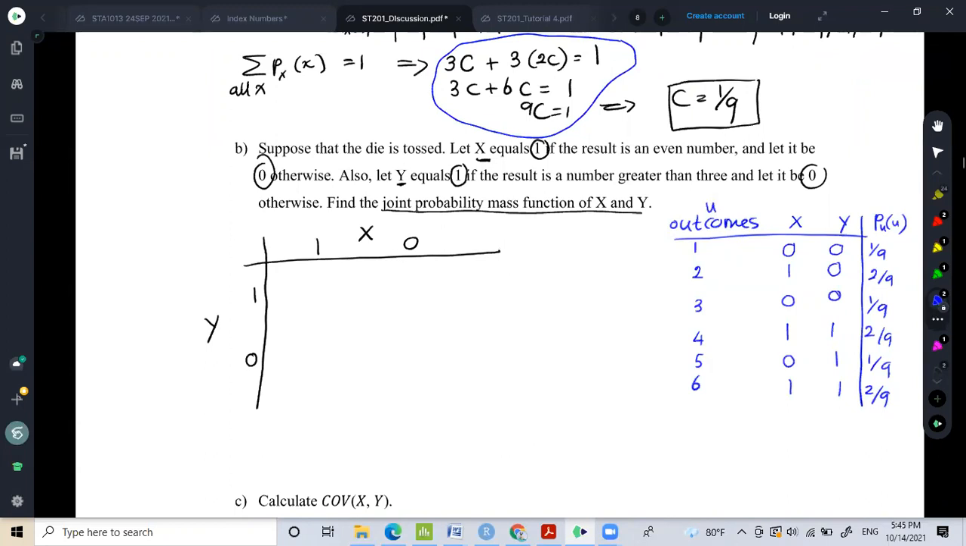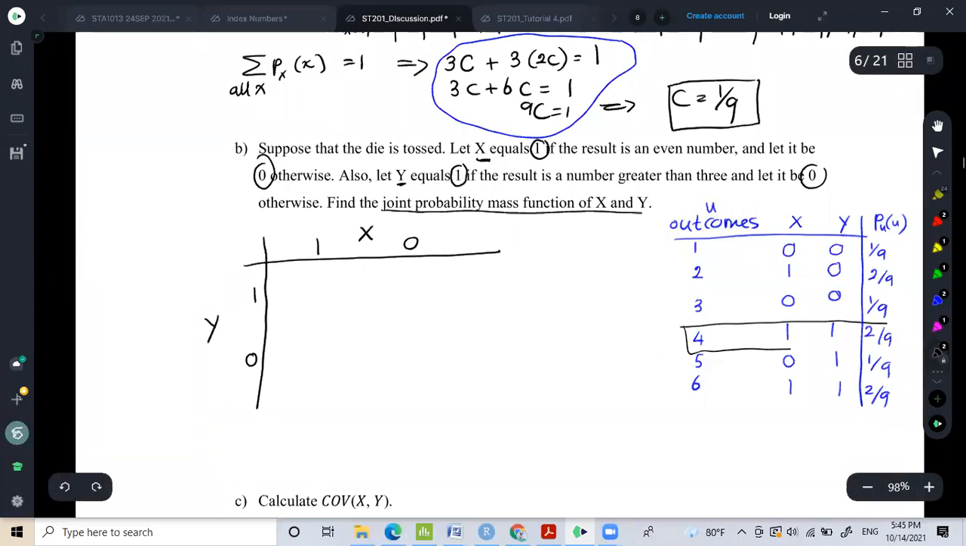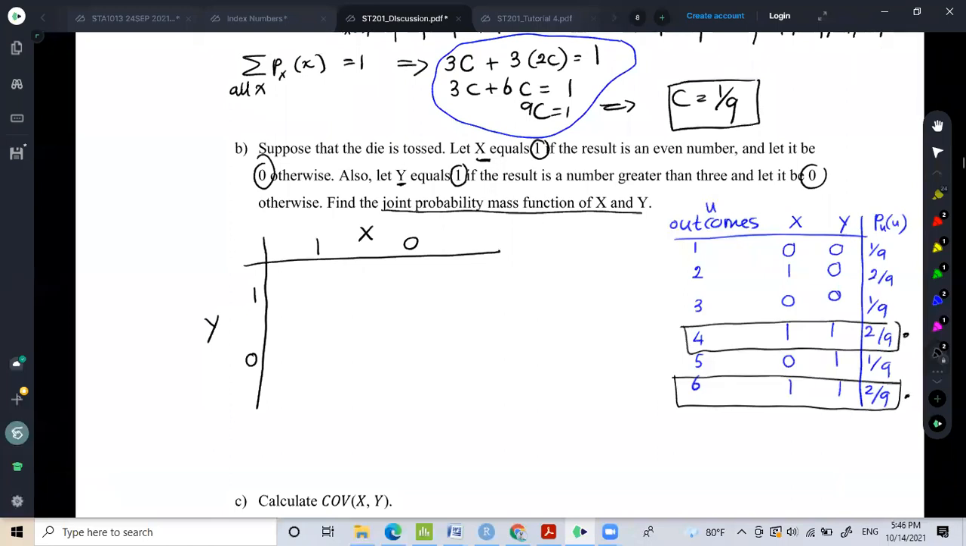Okay, so let's fill this 2 by 2 table. X is 1 and y is 1. How many possibilities are there? See, x is 1, y is 1. So there are 2 possibilities. So what is the probability of x 1 and y 1? You have to add these 2. 2 over 9 plus 2 over 9. So the answer will be 4 over 9.